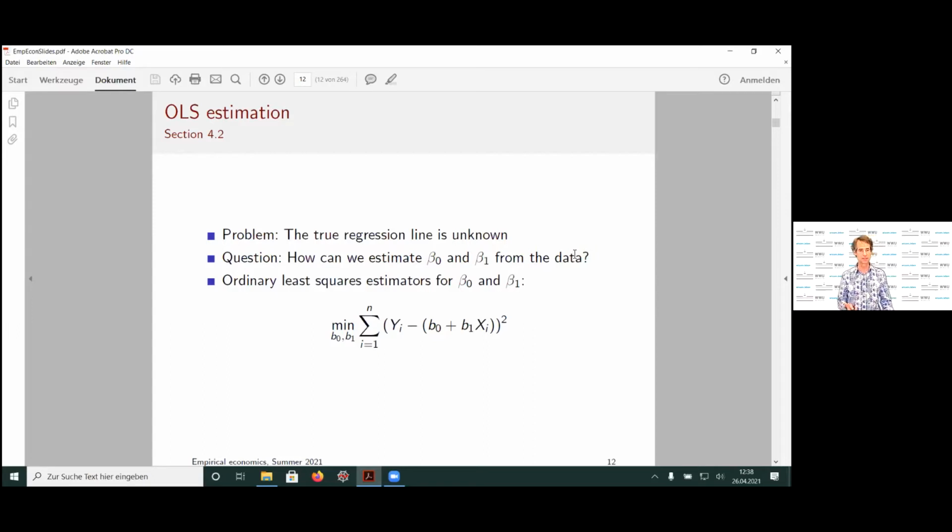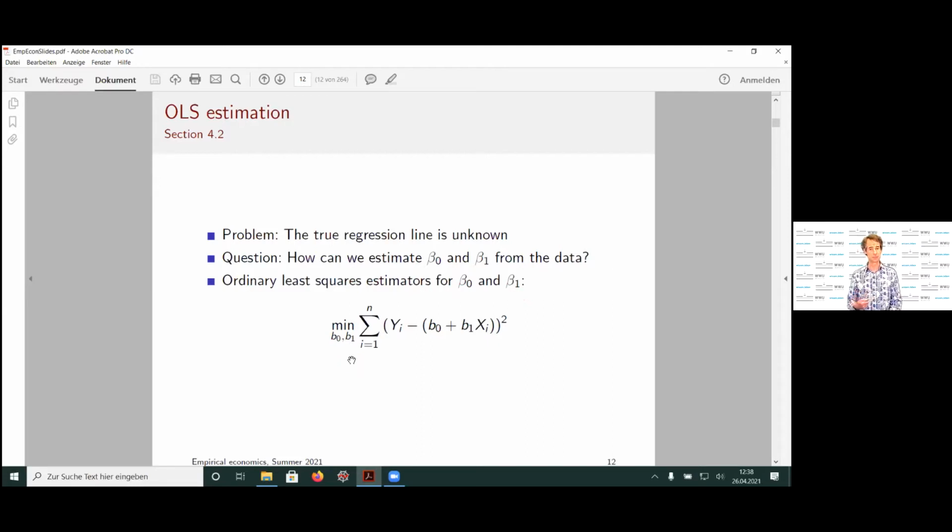And the answer is relatively simple and time-honored. It's a really time-honored concept. This idea is about more than 200 years old. So it's not modern rocket science. It's really a very basic but very powerful technique. And the answer is the following, given in this formula down here.